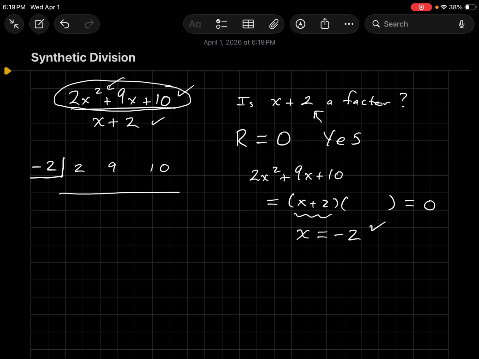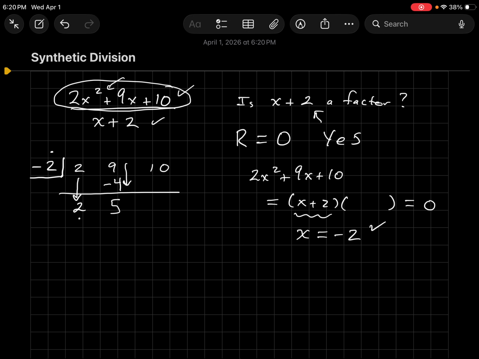It's a process where we get it set up, and then we simply bring this first number down. So that 2 just goes down, becomes a 2. We're now going to do a process of multiplying, placing, and adding. You'll see what I mean. We're going to take our potential solution, x equals negative 2, multiply it by this 2 to give us negative 4, and we'll place it right here beneath the 9. So multiply, place, and now we're going to add. 9 plus negative 4 gives us 5.